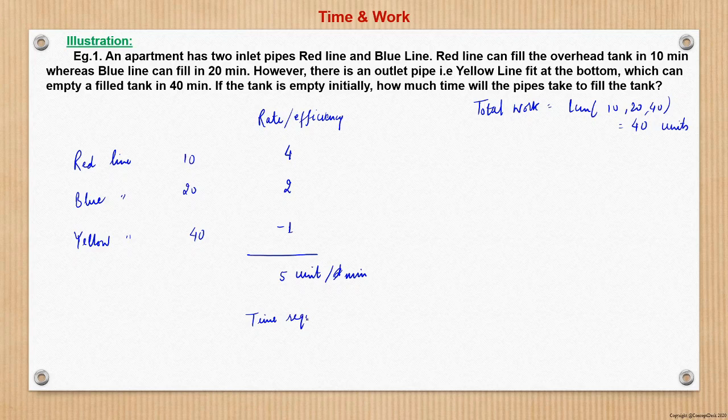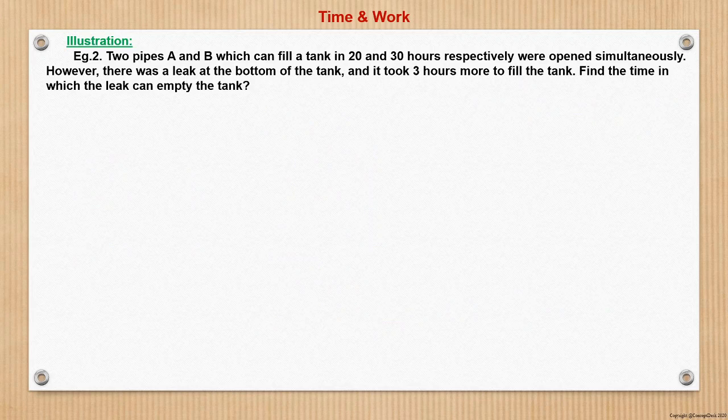So time required to fill the tank is 40 by 5, which is 8 units, right? How did this 4 and 1 come? This is 40 by 10, this is 40 by 20, and this is 40 by minus 40, right? So very basic, this we have seen. Just for a concept I have taken this illustration here.